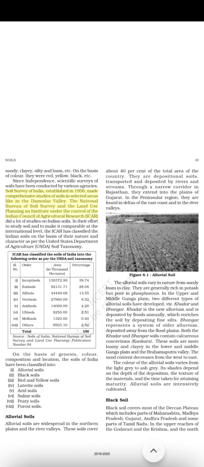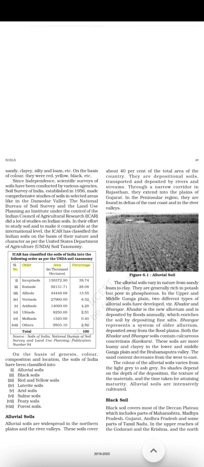The Soil Survey of India, established in 1956, made comprehensive studies of soils in selected areas like the Damodar Valley. The National Bureau of Soil Survey and Land Use Planning and the Institute under the control of the Indian Council of Agricultural Research (ICAR) did a lot of studies on Indian soils. In their effort to study soil and to make it comparable at the international level, the ICAR has classified the Indian soils on the basis of their nature and character as per the United States Department of Agriculture (USDA) soil taxonomy. ICAR has classified the soils of India into the following orders as per the USDA soil taxonomy.